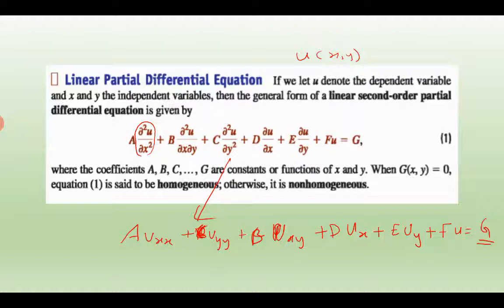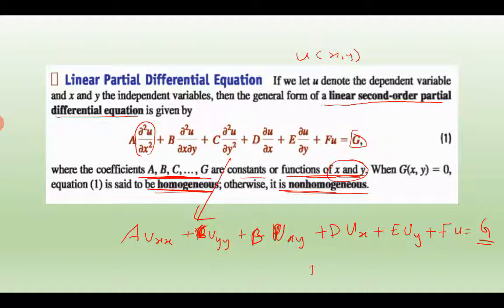See, all the coefficients a, b, c, d, e, f, g are constants or functions of x and y. They are allowed to be functions of x and y. When the right hand side is 0, we call it homogeneous. Otherwise, this differential equation is non-homogeneous. So this is the general form of a second order, linear partial differential equation, right?